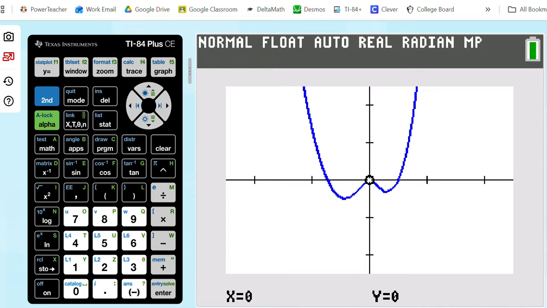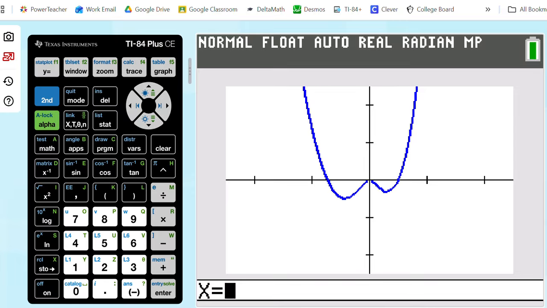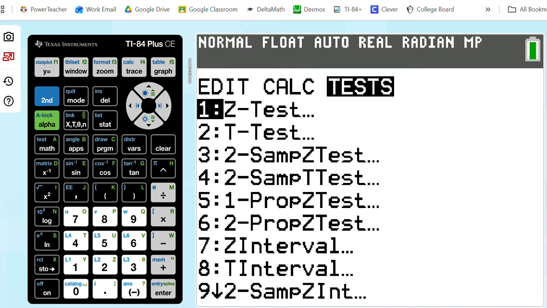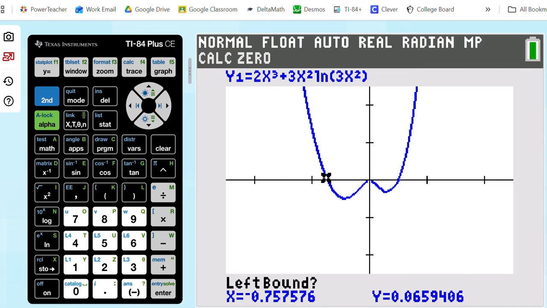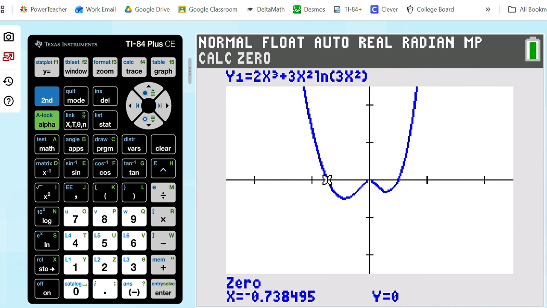And now we will do second trace, and we will pick intersect, not intersect, sorry, 0. There we go. And we will move over here until we are to the left. Ooh. Well, we lost it there. Let's try that again. Move over here until we are to the left. Hit enter. Move over until we are to the right. Hit enter, and hit enter again, which gives us this nice value of negative 0.738495.